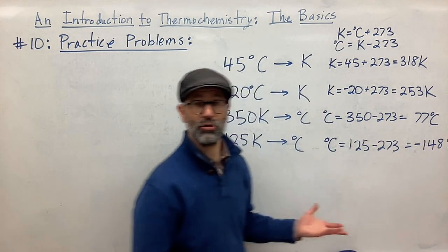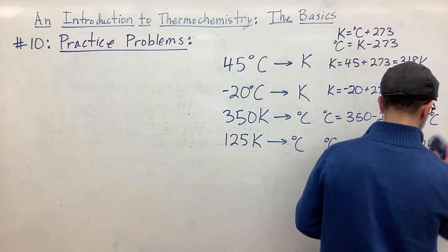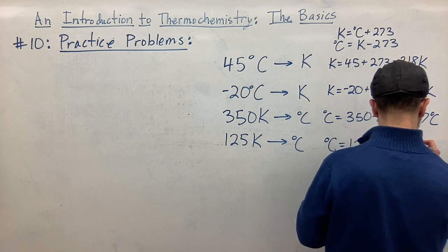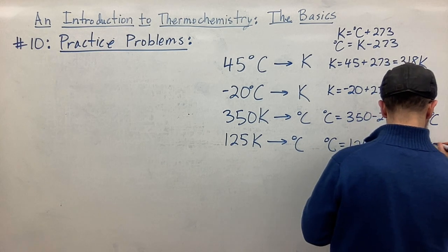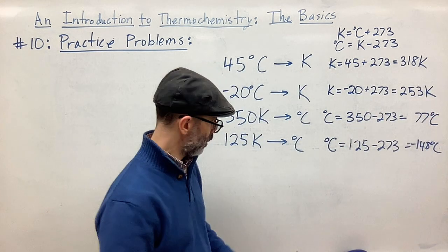So that's how you do these problems. Oops, I wrote my degrees Celsius off the board. So what did I say? Negative 148 degrees Celsius. Okay, so that's how you do it.